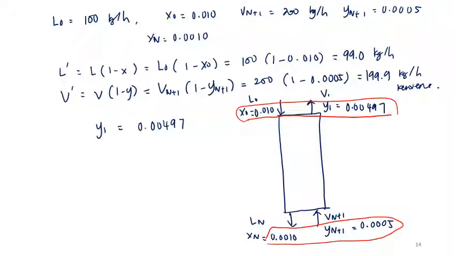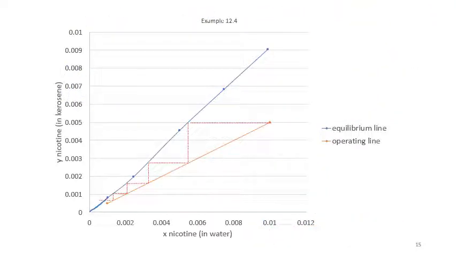You are also given the equilibrium curve, so you can plot the equilibrium curve. If you plot the equilibrium line, you get the blue line, and if you plot the operating line, you get the orange line. So here is your X0 and Y1, and here is your Xn and your Yn+1. Then you can step off the stages. In this case, I've already stepped off the stages: 1, 2, 3, 4, about 4.5 stages.